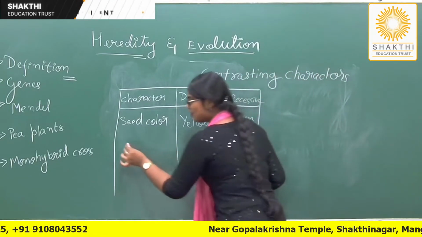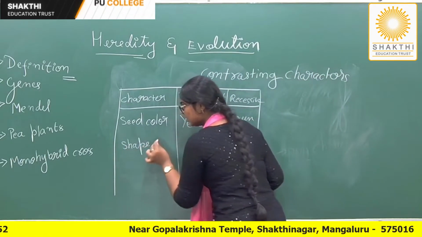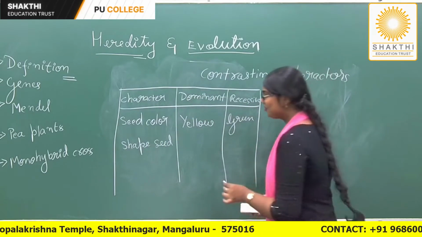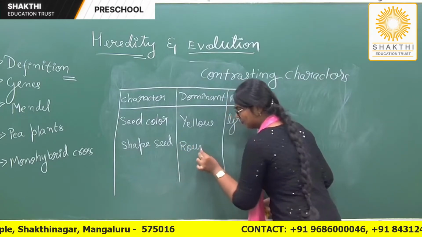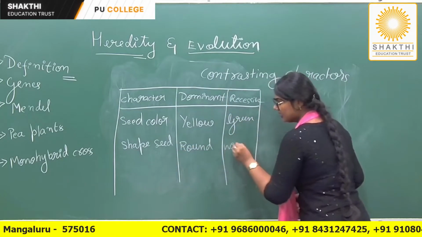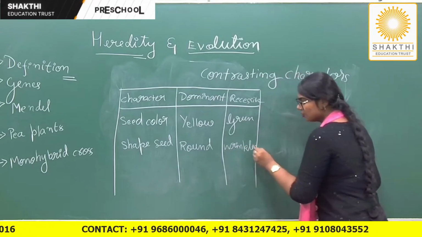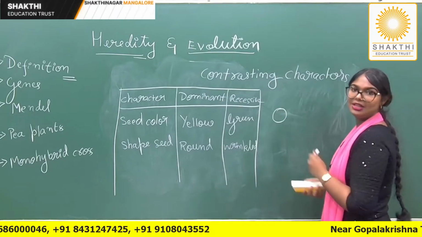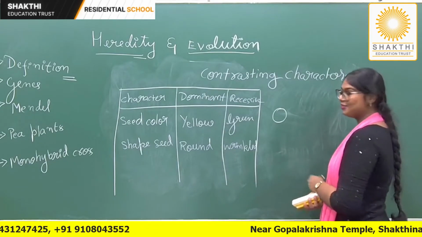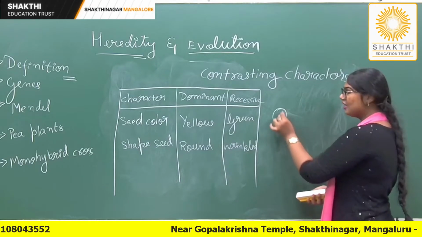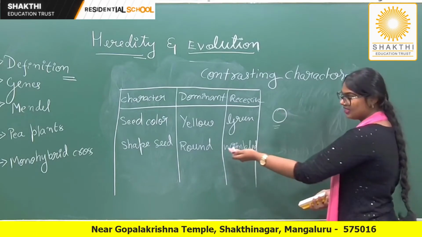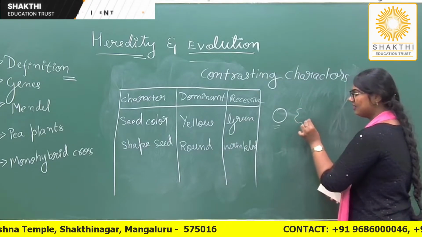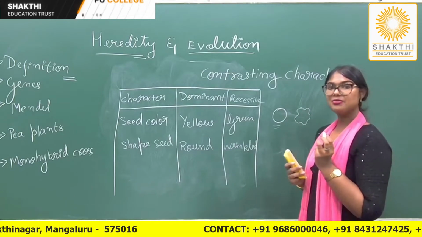Coming to the shape of the seed, shape. We have again two varieties, students. First one is round and second one is wrinkled. Now for those who do not know what is round and wrinkled, round seeds are the commonly seen seeds when we eat food. If you have pea curry, then the normal round seeds are the ones that we are talking about. What about the wrinkled seeds? These are wrinkled shape. They have a crumbled shape.